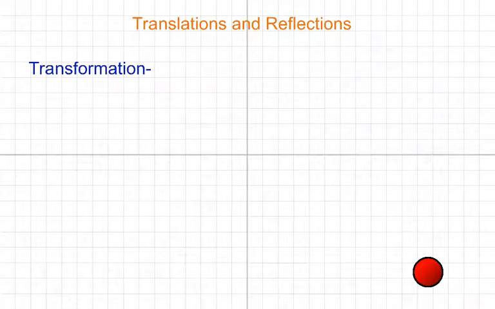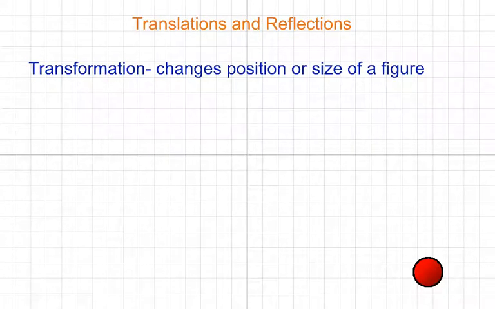All right, translations and reflections. These are types of transformations. And transformations change the position or the size of a figure. And we're just going to talk about ones today where it just changes the position.